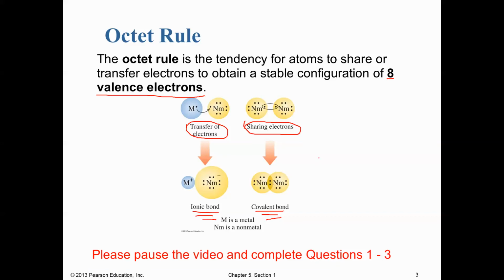Welcome back. So we mentioned that we can either share or exchange electrons in order to satisfy the octet rule. Today we're going to be focusing on exchanging, and next week you'll be taking a deeper look at sharing of electrons.